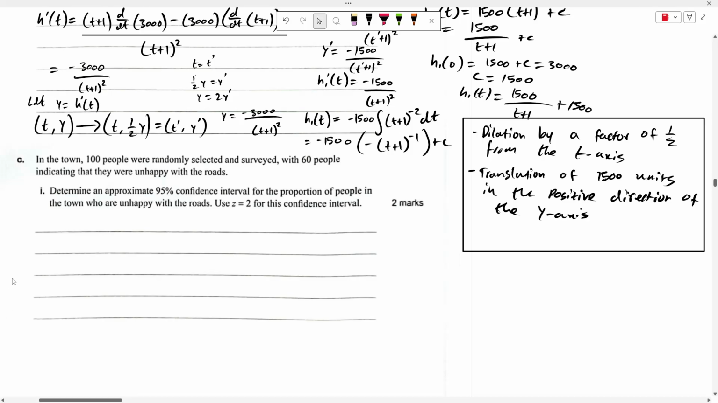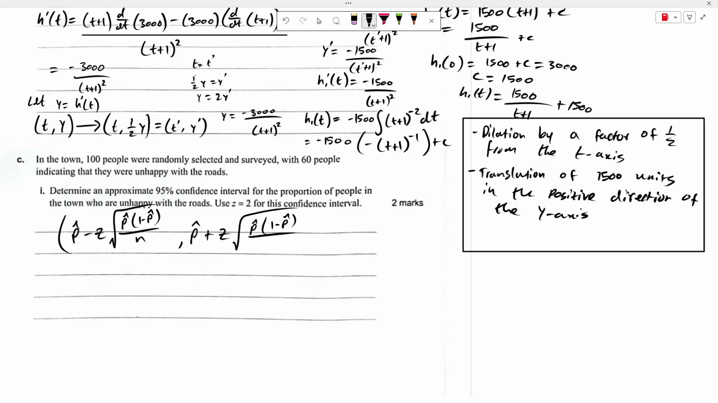In the town, 100 people were randomly selected and surveyed, with 60 people indicating that they were unhappy with the roads. We have to determine an approximate 95% confidence interval for the proportion of people in the town who are unhappy with the roads. We have to use z equals 2 for this confidence interval. So remember, the confidence interval is going to be p hat minus z times the square root of p hat times (1 minus p hat) over n, comma, p hat plus z times the square root of p hat times (1 minus p hat) over n.